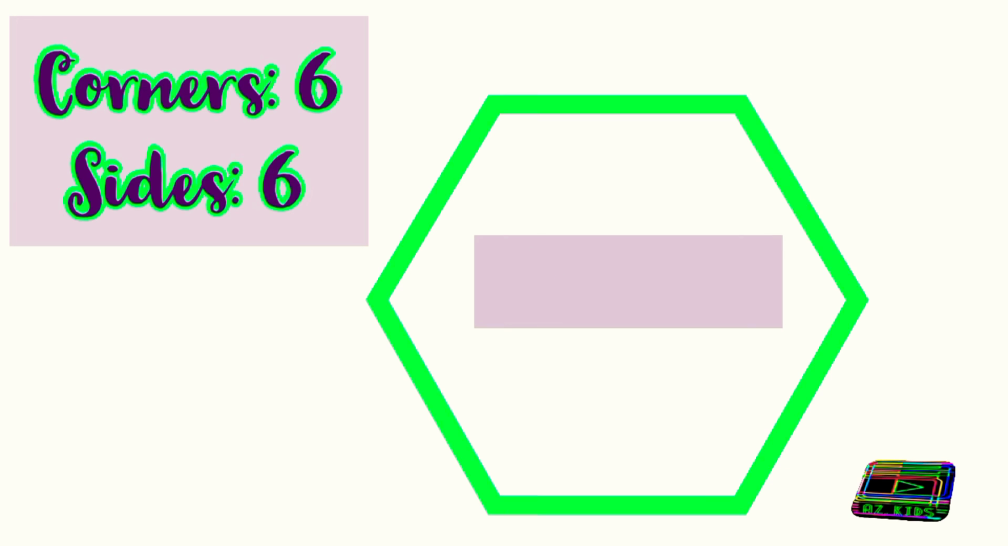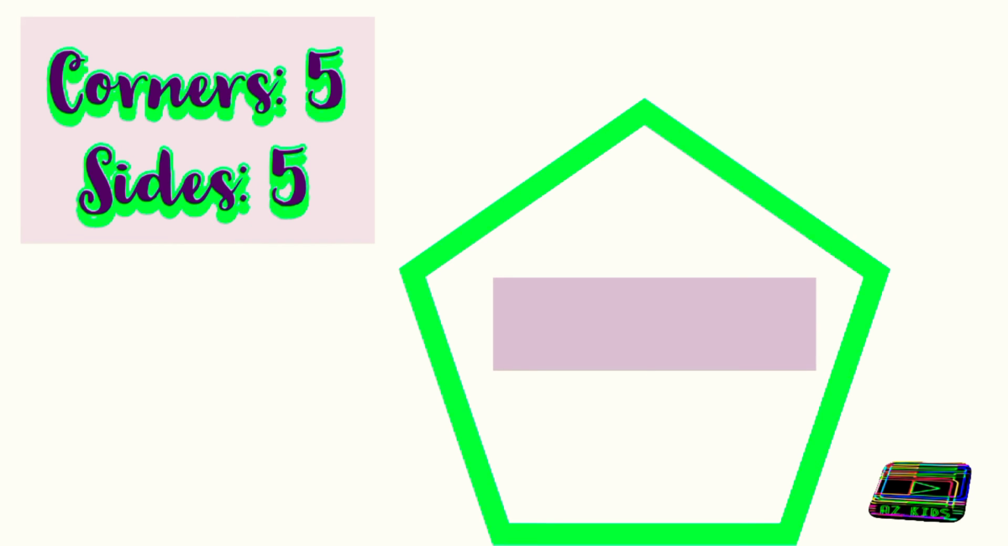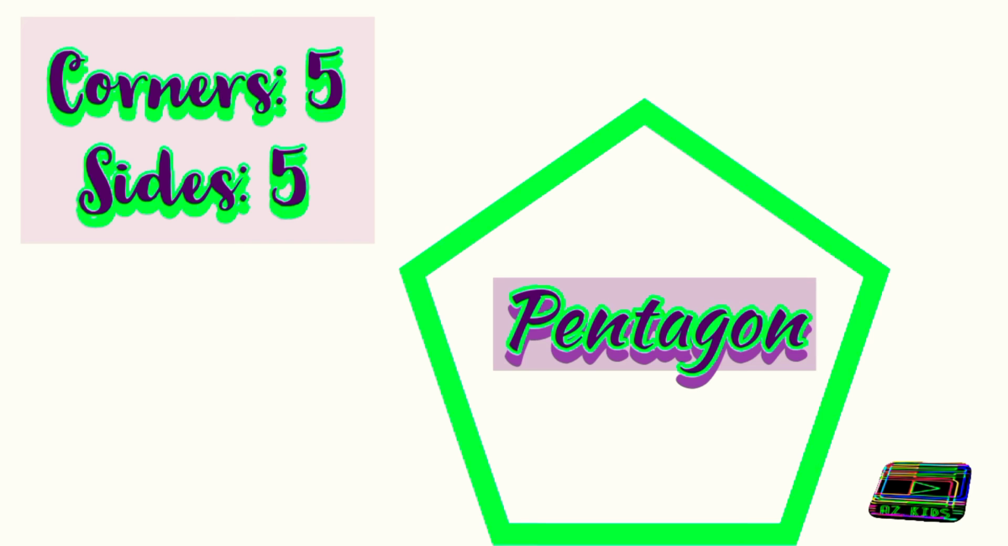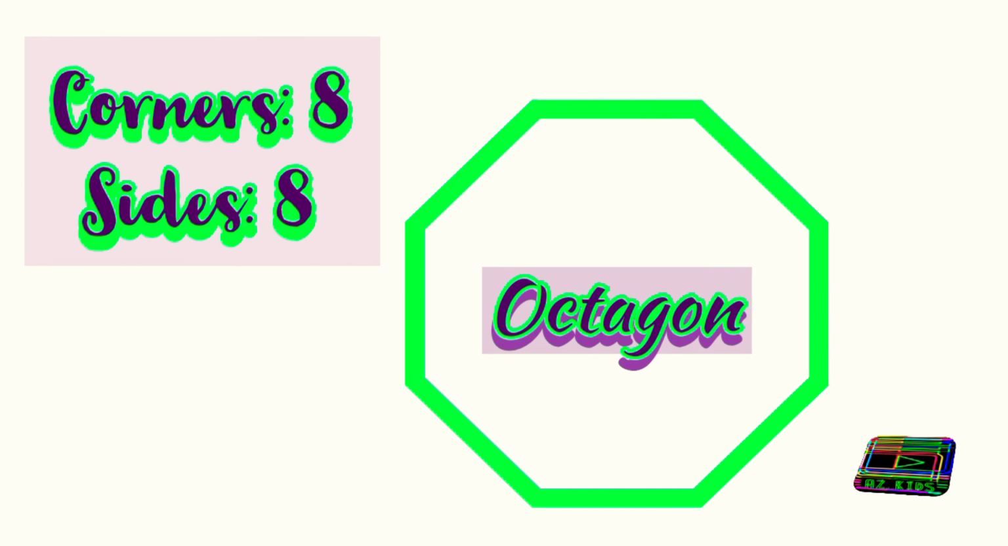This is a hexagon. It has 6 corners and 6 sides. It is a pentagon. It has 5 corners and 5 sides. This is an octagon. It has 8 corners and 8 sides.